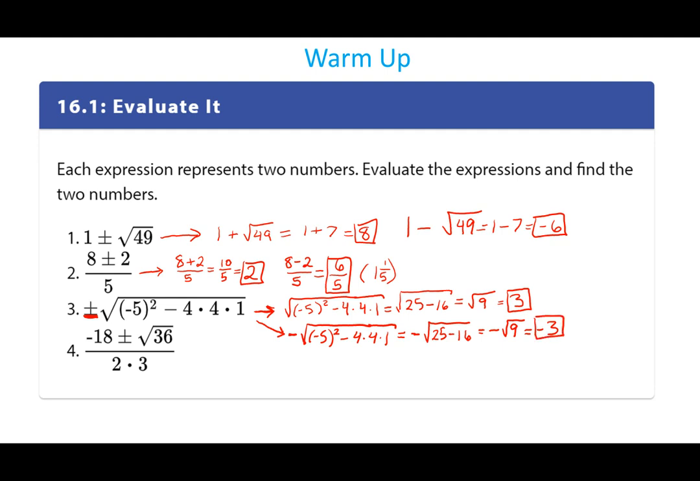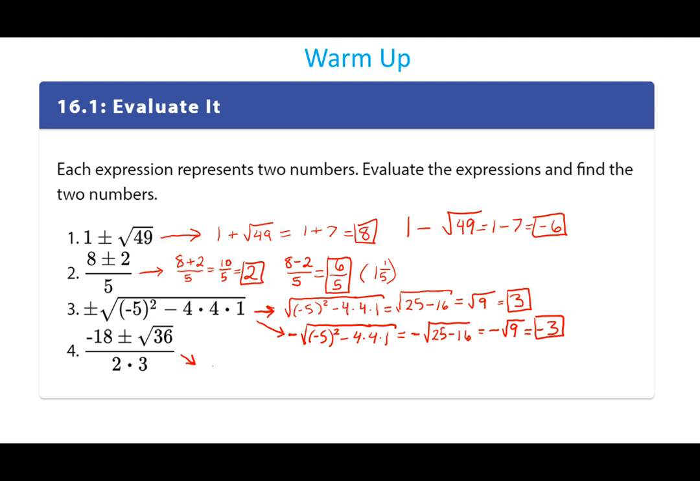All right, so question 1, our answers were 8 and negative 6. Question 2, our answers were 2, 6 over 5. Question 3, our answers were 3 and negative 3. We're also going to see what happens for number 4, where this is kind of combining a lot of the stuff where we're having an addition and subtraction, we're having a fraction. So let's take a look at what we get.